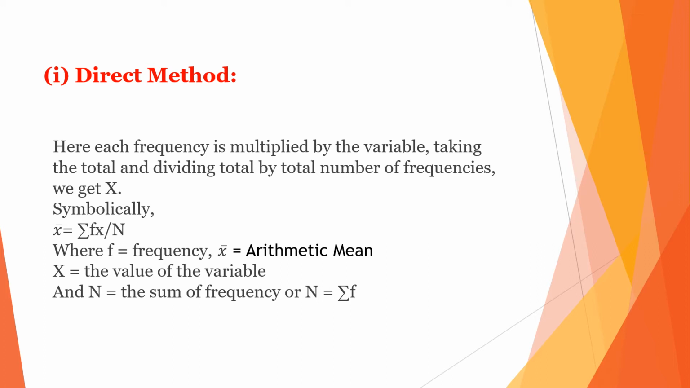Sigma fx is equal to the sum of frequency multiplied by values. All of you know f equal to frequency, x equal to values, n equal to number of items. Here n equal to number of frequency, the sum of frequency.